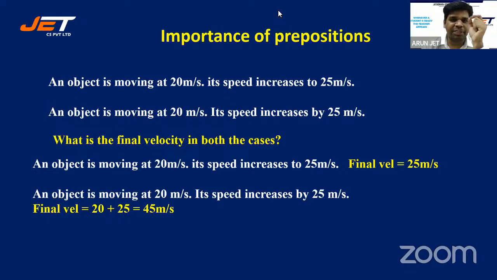So it is very important that you understand the difference between to and by. When I say speed increases to 25 meters per second, that means final speed is 25 meters per second. When I say speed increases by 25 meters per second, that means I'm adding another 25 meters per second to the initial speed of 20. This is important not only in physics and math, but in daily life as well, students, where we need to understand the difference between to and by.